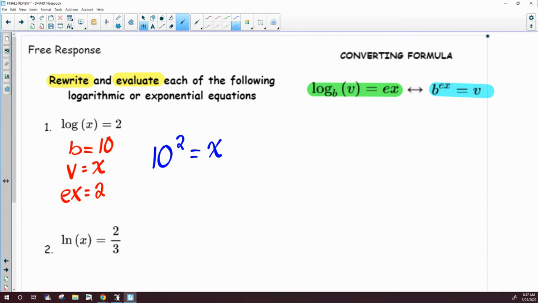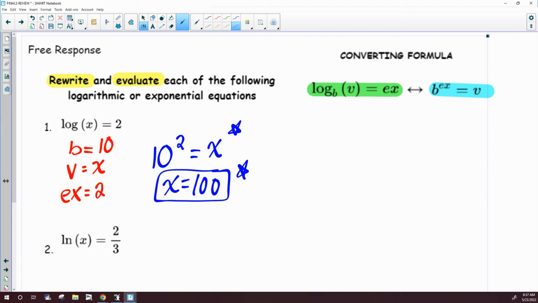We just need to find out what is 10 to the power of 2. 10 caret 2. It's 100. So x equals 100. And that's it. This is the rewrite. This is the evaluate. The two parts we'll look for. You've got to rewrite it and evaluate for x. Now, you don't have to write down what b, v, and the exponent is, but did that help? Yes, it very much did.